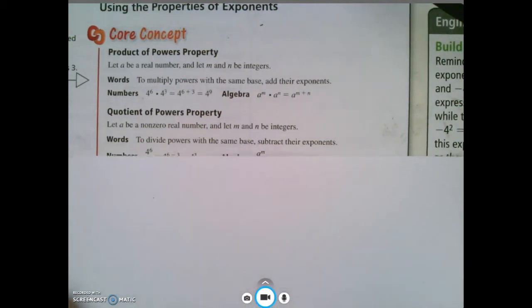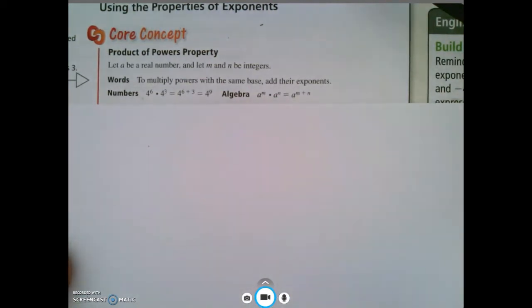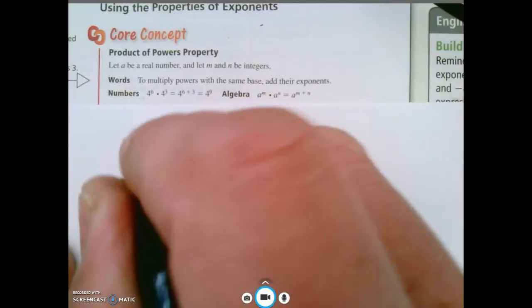Okay? And we'll also talk a little bit about why you want to do this. But first, what is it? Okay. So here's what we have. We have 4 to the 6, 4 to the 3. Let me rewrite it. If you're copying your notebook, I highly suggest that. 4 to the 6, 4 to the 3, because here's what we're going to do.